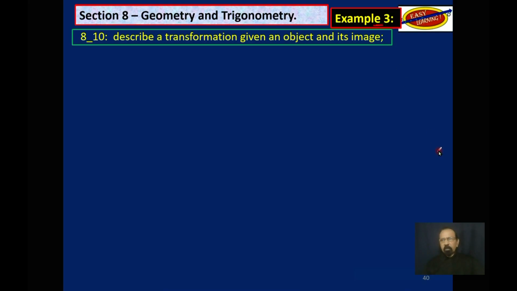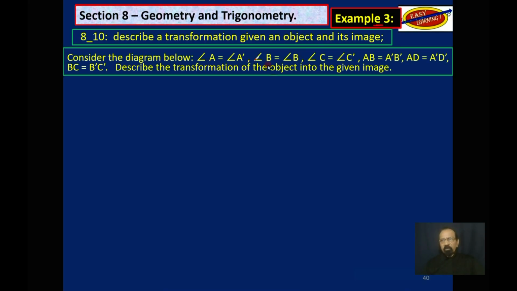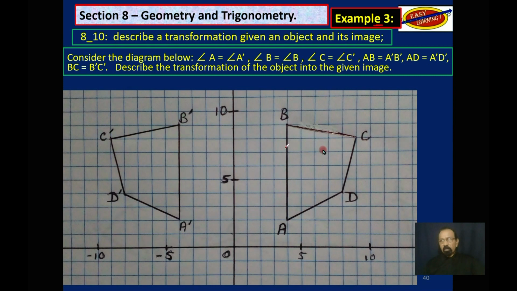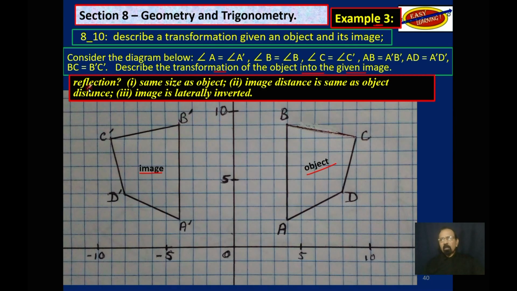Example 3. Consider the diagram below, and you're given some data about the diagram. Describe the transformation of the object into the given image. So this is the object, this is the image on the left-hand side. Now, if you carefully follow this data, you will find you have enough information to say that the object and the image are congruent. And if they are congruent and facing each other, most likely it will be reflection.